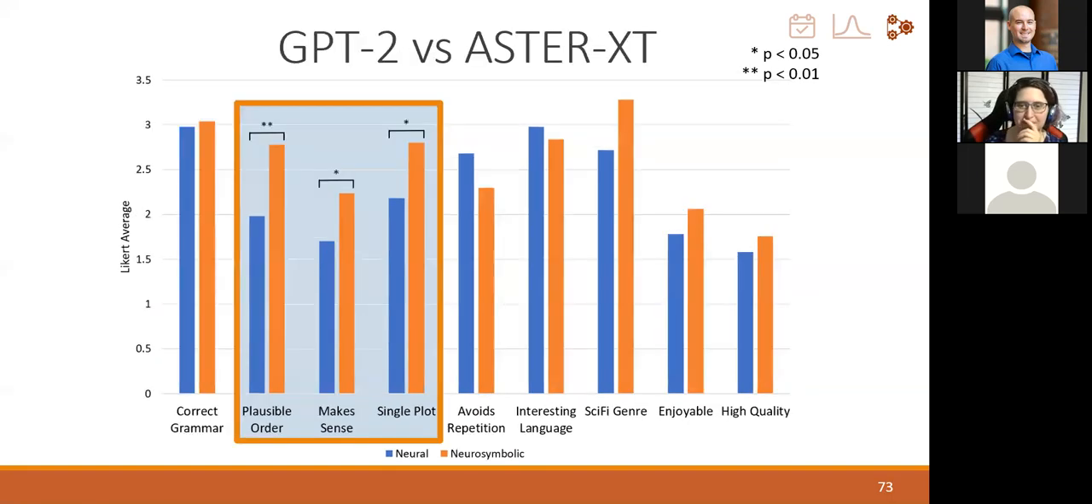Is this a 5-point Likert scale that you're working on? Yes. So is 3 neutral? Yes. Okay. Yeah. So as you can see, people don't like these stories. They're not great, but it's statistically significantly better than if you just did things with a neural network. Absolutely, yeah.